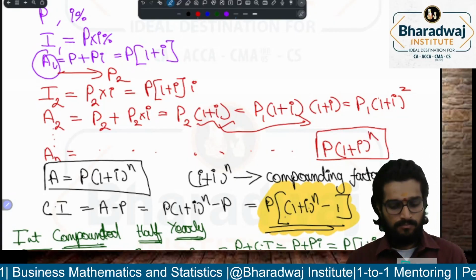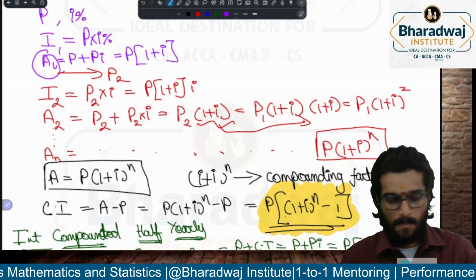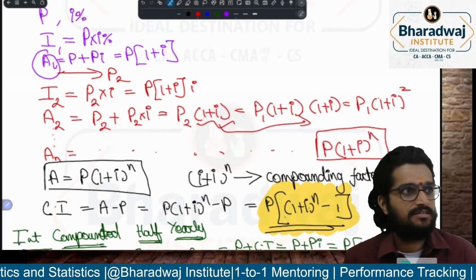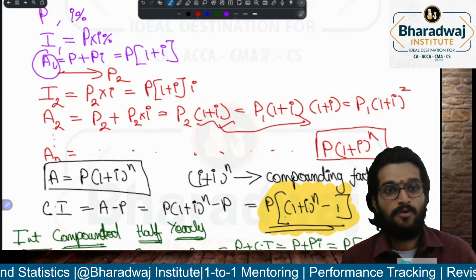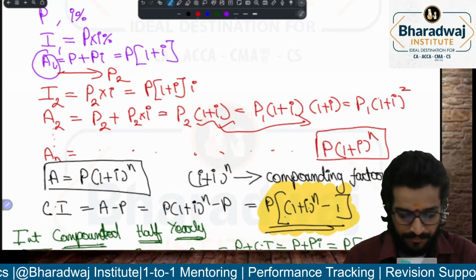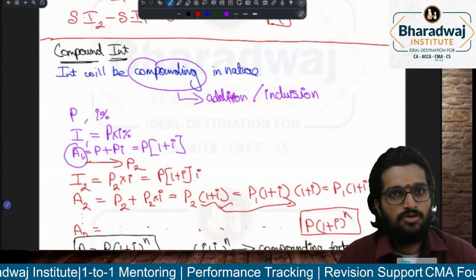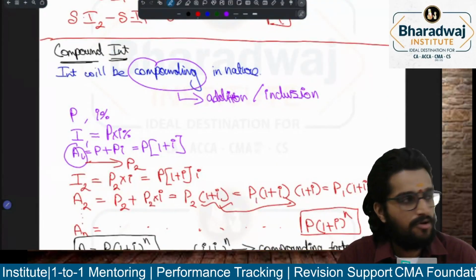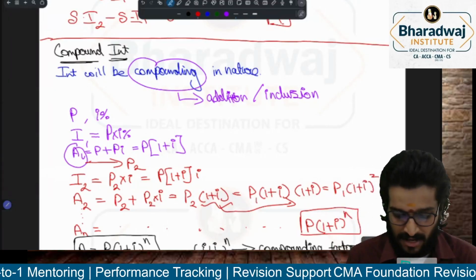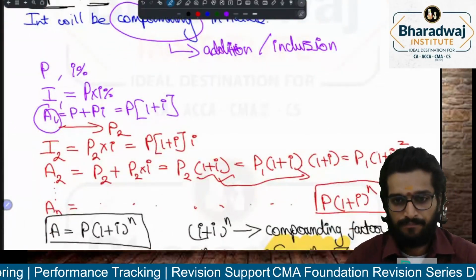Okay, let's continue from where we have stopped. A quick revision of compound interest. What is meant by compound interest? Interest which is compounding in nature. And unlike simple interest, it won't be linear in nature. So year on year, the value of compound interest will keep on changing.